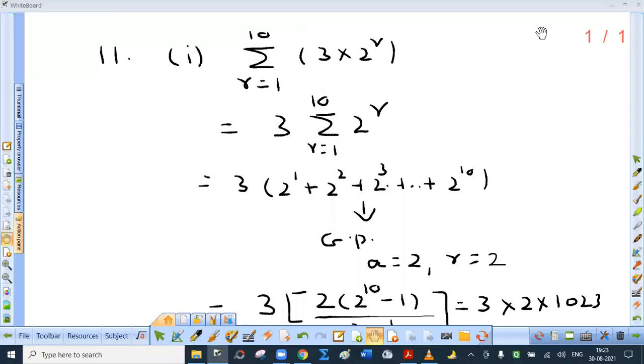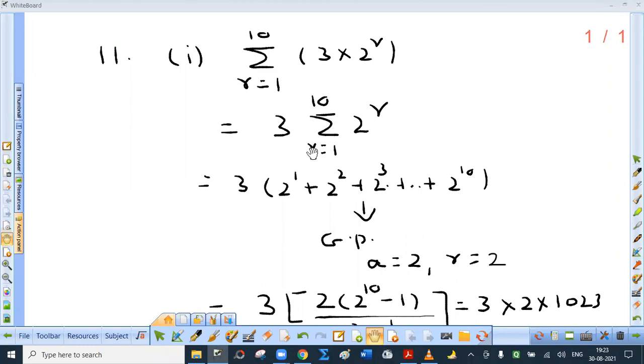Sum number 11, we'll be doing the first part. Sigma 3 into 2 raised to r, r goes from 1 to 10. Actually, they should have asked this sum in the next exercise because in that, sigma notation is explained first, but I hope you have done this in statistics. So I'll explain the solution.